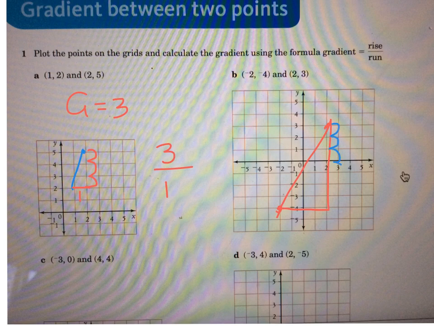All right, so then I'm going to count down. 1, 2, 3, 4, 5, 6, 7, over 1, 2, 3, 4. So my gradient is 7 over 4. I hope that helps.